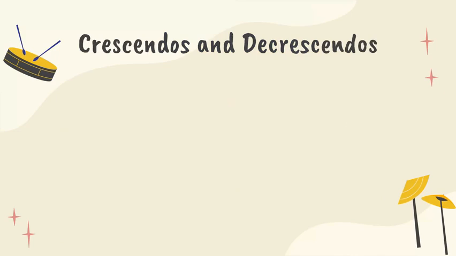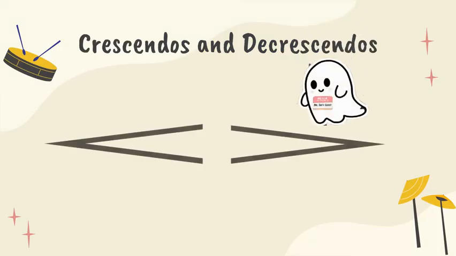That's not the only thing that dynamics are able to do. You also have crescendos and decrescendos. So, take a look at these alligator mouths. I always like to think of them as alligator mouths. That's how I always refer to them. Or you can refer to them as the Pac-Man mouth, if any of you have ever played Pac-Man.